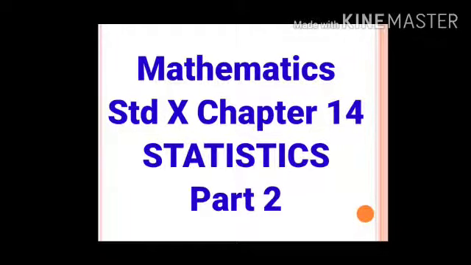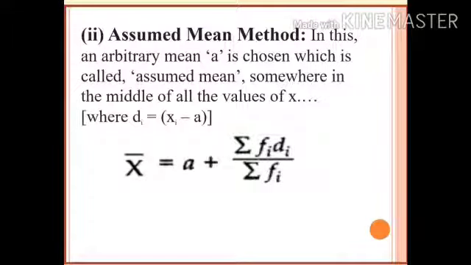We continue with the 10th chapter. We have seen the mean, direct method examples also, and assumed mean method. But just a revision of assumed mean. In the assumed mean method, an arbitrary mean A is chosen, which is called assumed mean, somewhere in the middle of all the values of x, where di equals xi minus a. So mean x bar equals a plus sigma fi di upon sigma fi.